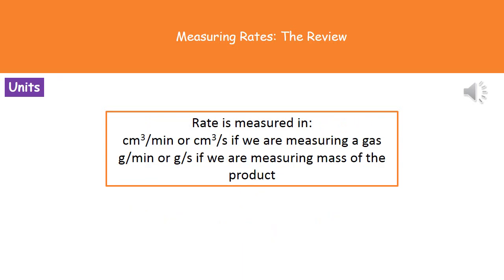The last thing to understand is the units that we're going to use for this rate. Depending on what we're measuring determines what units we're going to use. So if we're measuring a gas, then we're going to use centimetres cubed per minute or centimetres cubed per second, depending on the timescales involved. If we're measuring the mass of the product we're making, then that's going to be in grams per minute or grams per second.